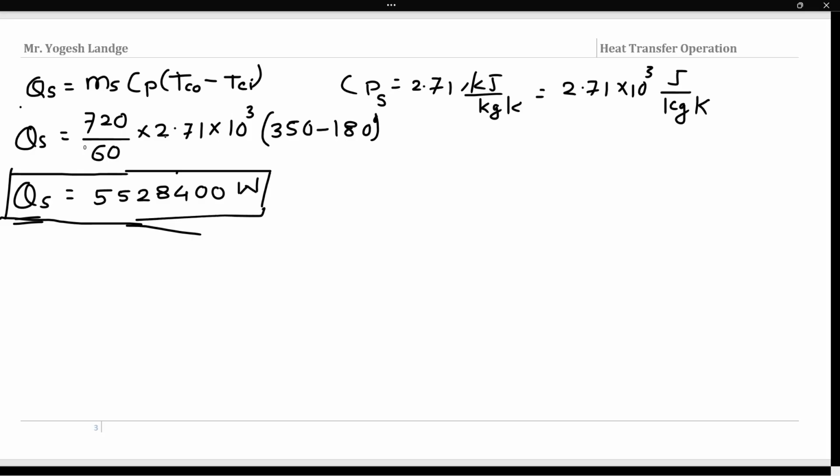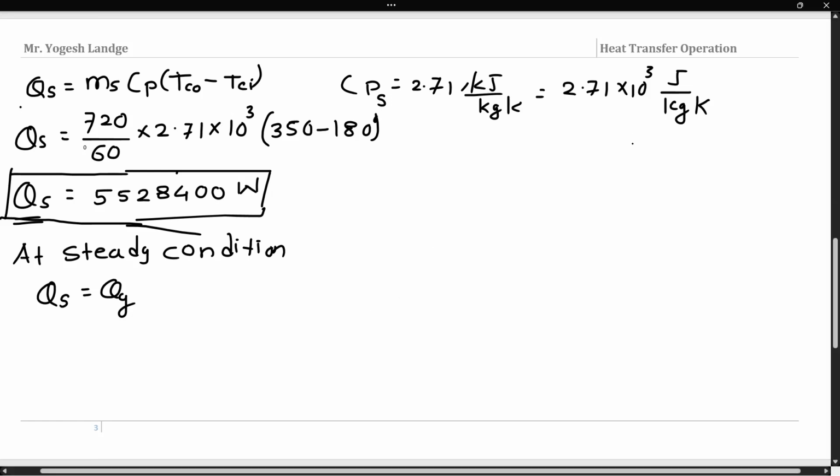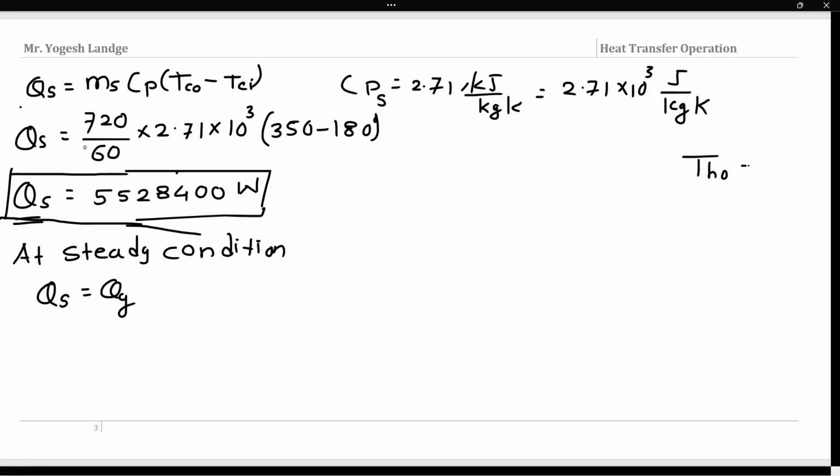Okay, after that one, we say that at a steady state condition, if I say the heat transfer at steady state condition, I can write the heat taken by the steam is equal to the heat given by the gas. Okay. So if this is the condition, and from that one, as I am interested to calculate the temperature, because here the outlet temperature of the gas is not given to me. So I'm trying to calculate that one.